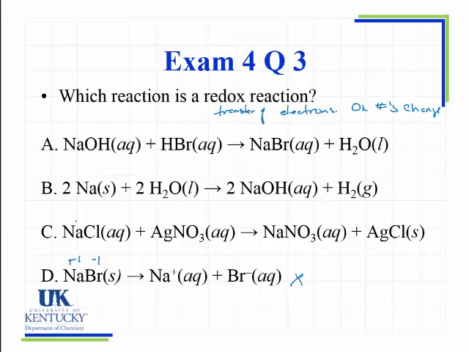Here we have sodium in a compound, so it's +1, chlorine is -1. Silver in a compound is +1.